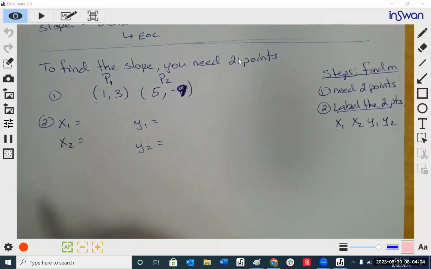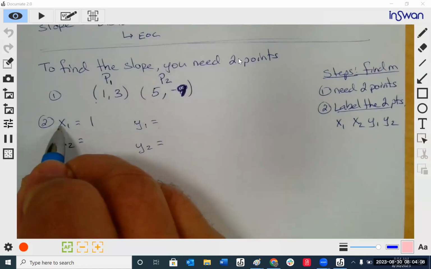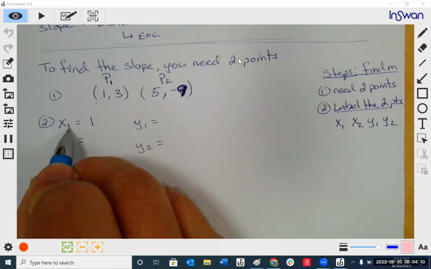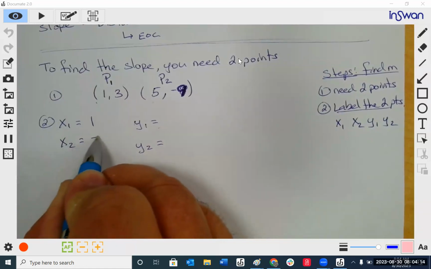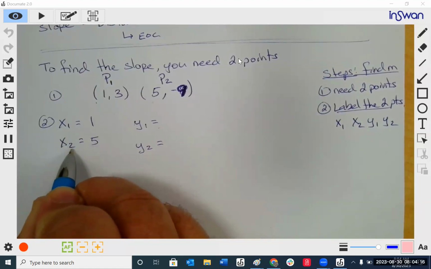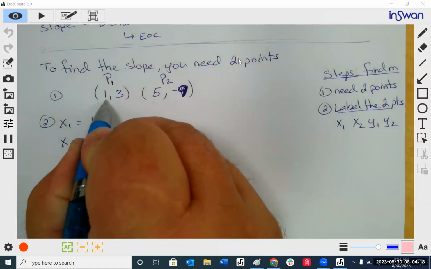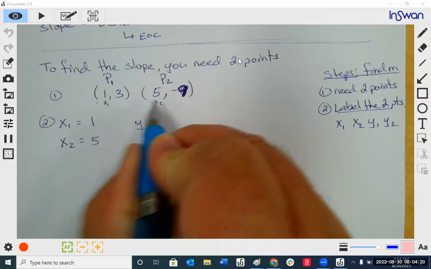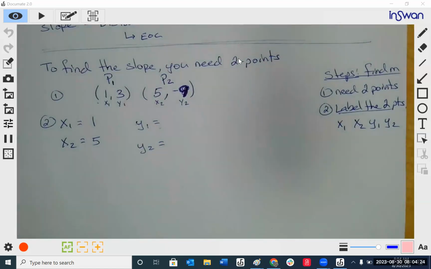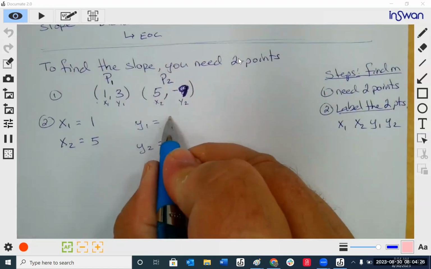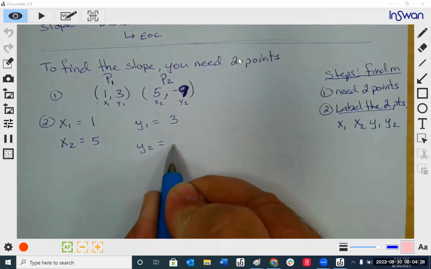So what is x1? It's the x value of the first point. What is x2? Now, what is the x value of the second point? This is x1, this is x2. So this is y1 and this is y2. So y1 is 3 and y2 is -9.